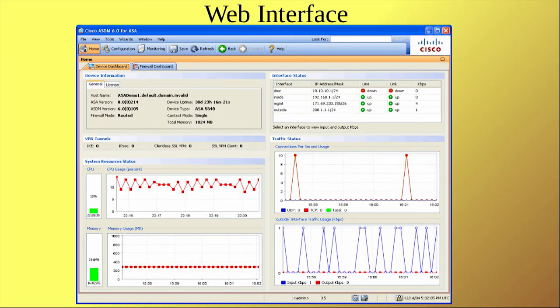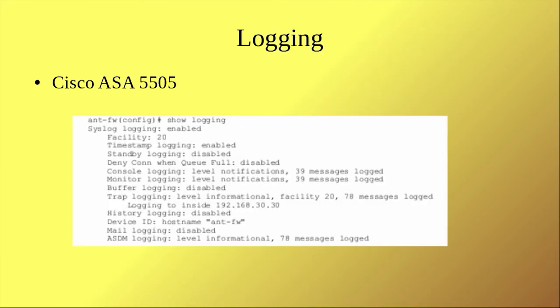And this is a typical web interface. It shows the device dashboard, then the firewall dashboard, and so on, and what all the tunnels are. You look at the traffic status and all that. As I told you, there is a big screen that you will have to monitor for all this. Then you can also find out what the logging is.